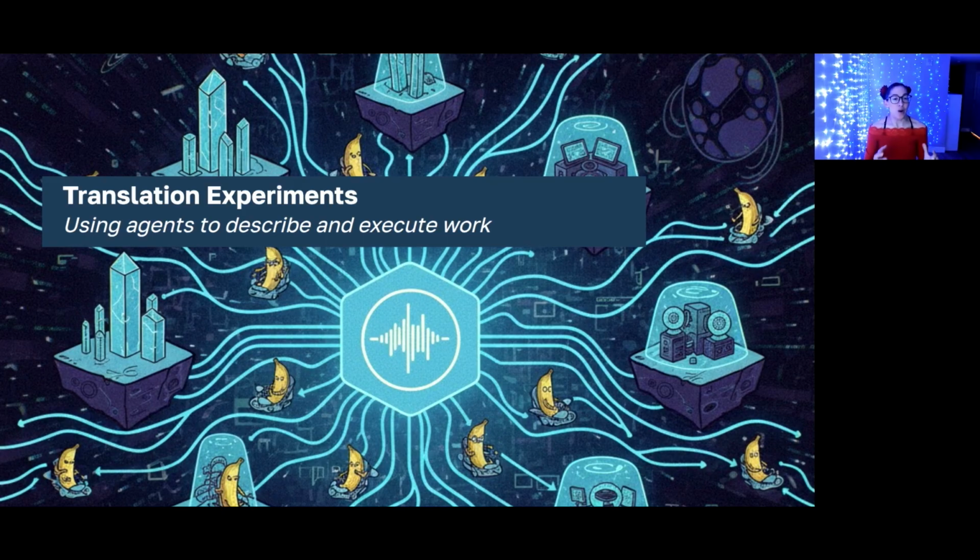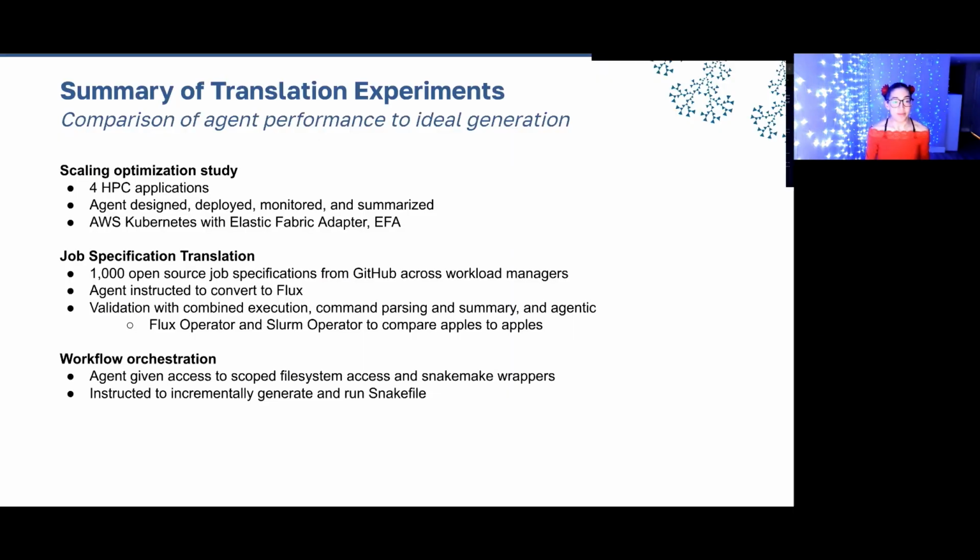These are experiments where we want agents to be able to take some description and then execute work from it, which you may agree, you may not agree, is the direction that agentic science is going in. So here's a summary of some of our early experiments. We actually did about 5 or 6, but I'm just going to be sharing 3 with you today.